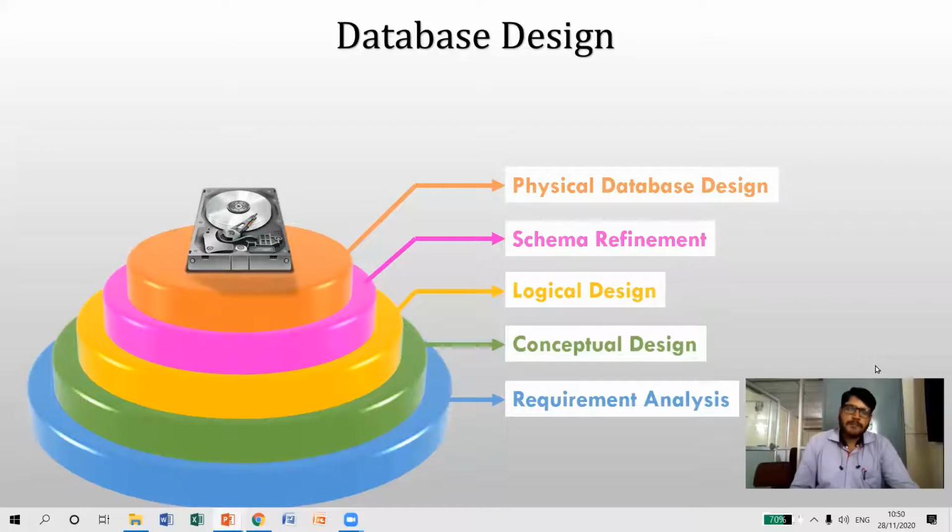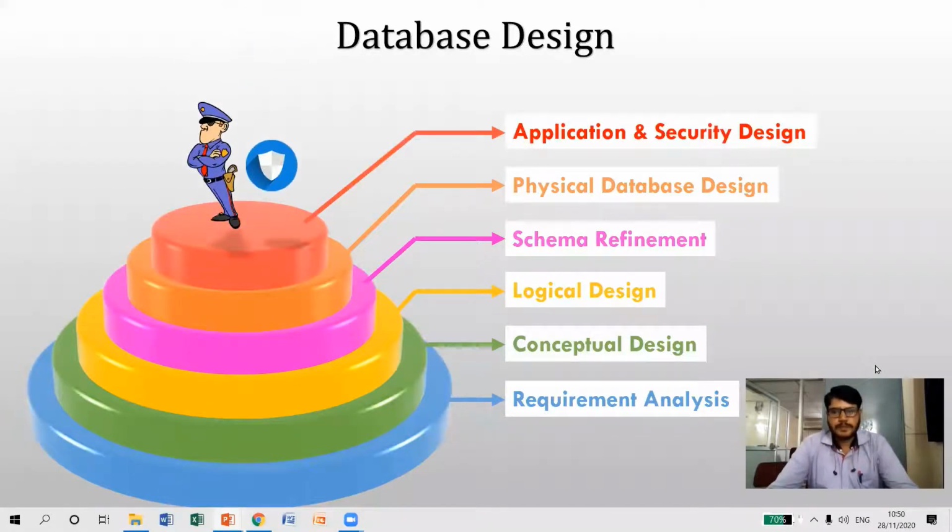So after this, when we create a table and insert records within a table, is it sufficient? No, because whatever data we store in the physical database, we have to provide proper security for that. We need to develop applications so that with the help of applications we are able to authorize and identify the right person to access our data.